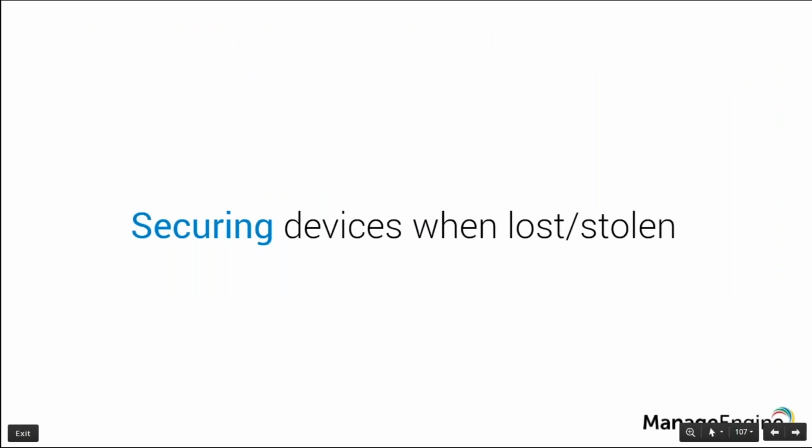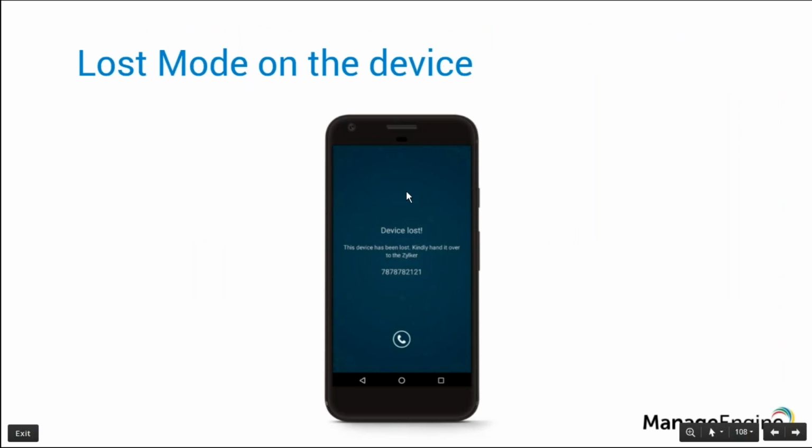Let's see what happens on the device once lost mode is activated. As you can see, the device will be restricted to just this one particular screen. There will be no option for anyone to navigate anywhere out of this particular screen, and a message can be displayed stating that this device has been lost and kindly hand it over to a particular organization. You also have a calling functionality as explained earlier, which can be programmed to contact just this particular number, wherein you can have your office number displayed over here.